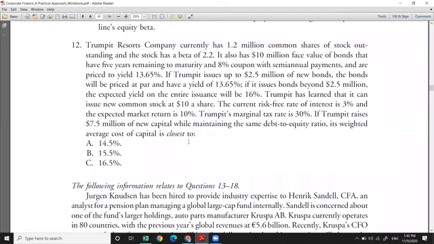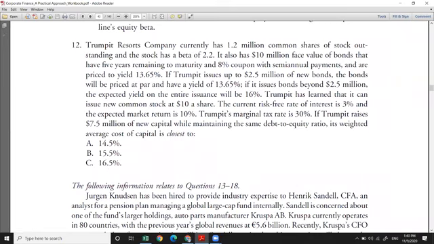If Trumpet raises 7.5 million of new capital while maintaining the same debt-equity ratio, its weighted average cost of capital is closest to what? Now we need to calculate the weighted average cost of capital. But before that, we need to calculate the cost of debt and the cost of equity. There is no need for cost of preferred stock because there is no preferred stock issue.